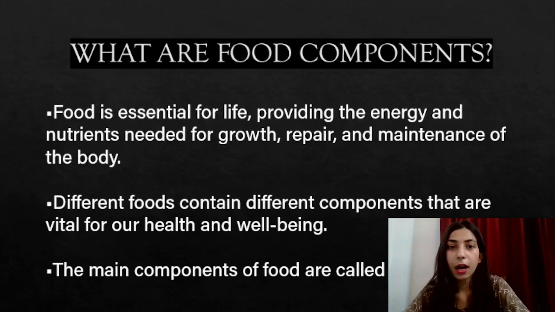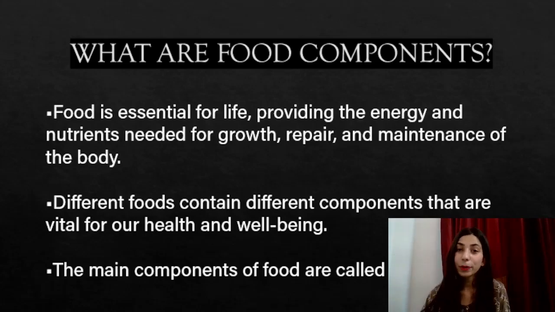So what are food components? Now, food is essential for life. Why? Because it provides energy. The nutrients are needed for growth, repair, and maintenance of the body. Different foods contain different components that are vital for our health and well-being. We all know that different foods have different nutrients, which are related to different functions, and they have their own benefits. So the main components of food are called nutrients.